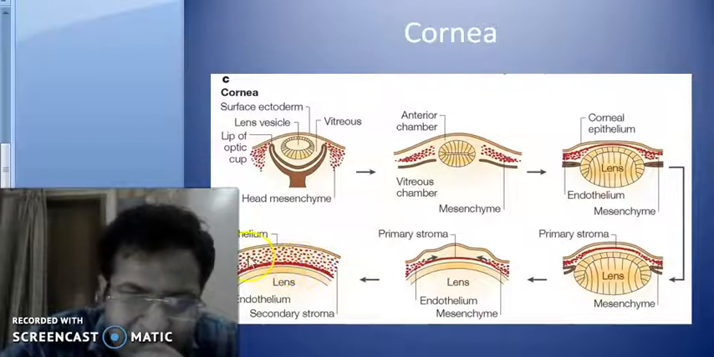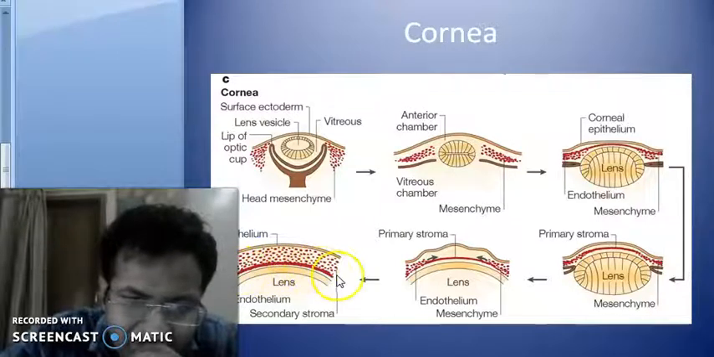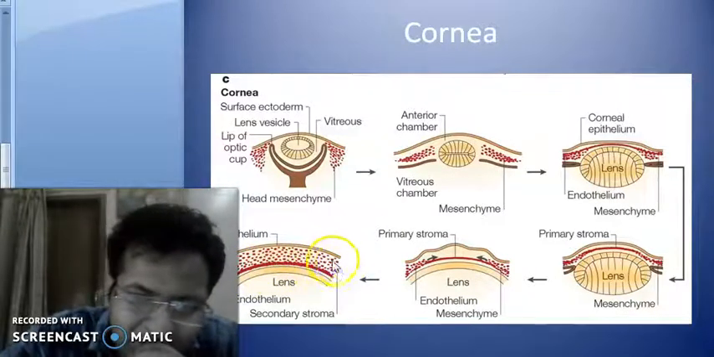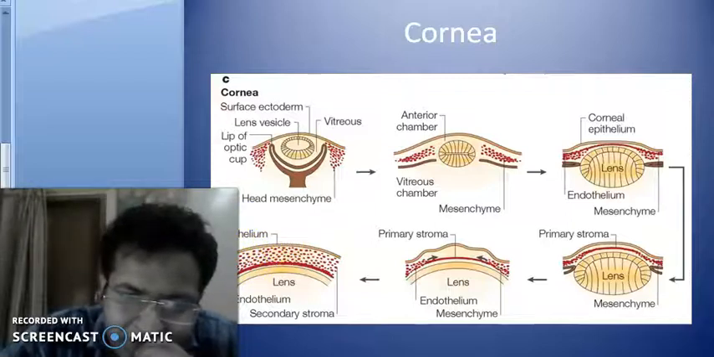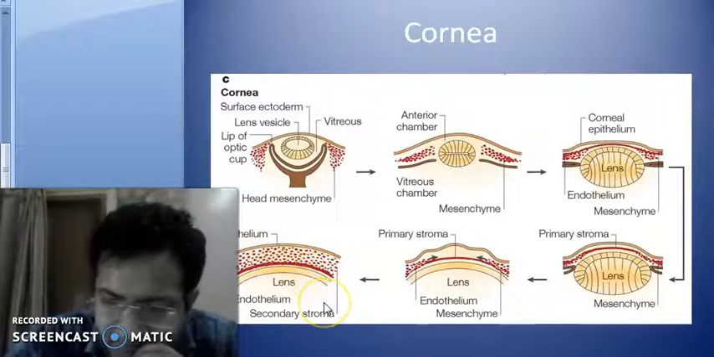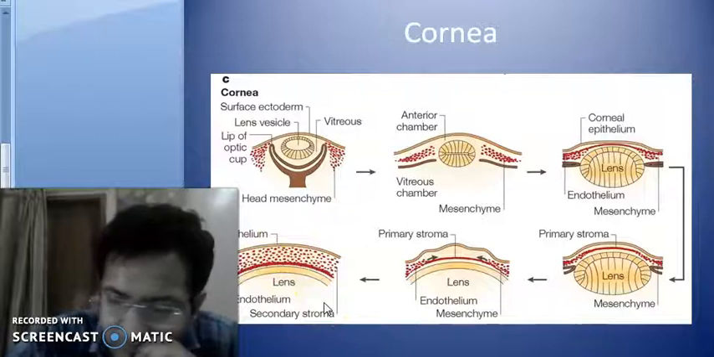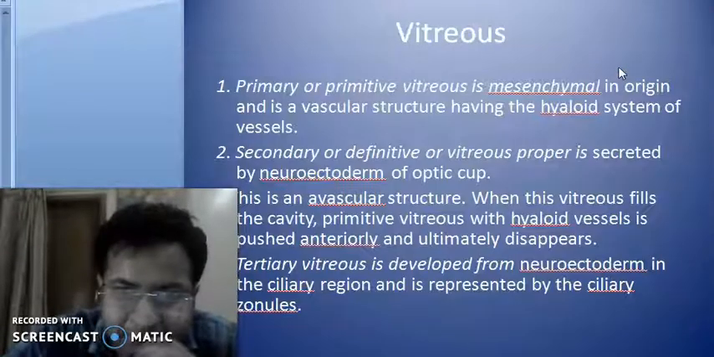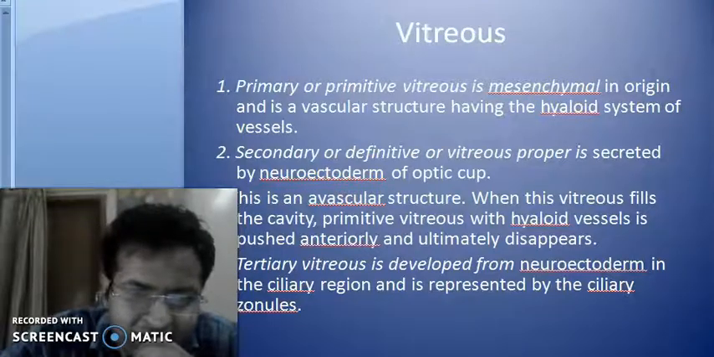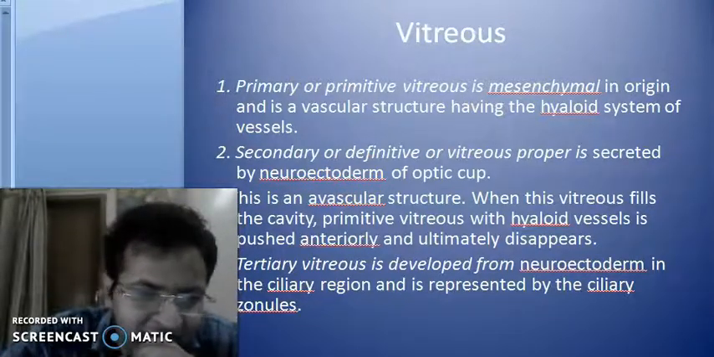The primary stroma is converted into the endothelial layer, and the secondary stroma differentiates into the stroma. The epithelium is formed from the surface ectoderm. Okay, this is the development of the corneal portion, which develops from the fibrous mesenchyme. Next is the formation of the vitreous, which we will discuss in the next video.